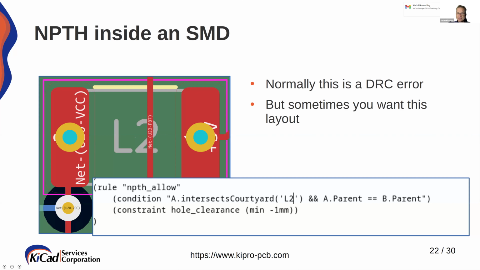When this is the case, we want to disable the hole clearance. So hole clearance is going to be what we are usually looking for in this. This is what is going to fail. The hole clearance is too close to the pad. Disabling that DRC error is exactly what you're looking to do here.